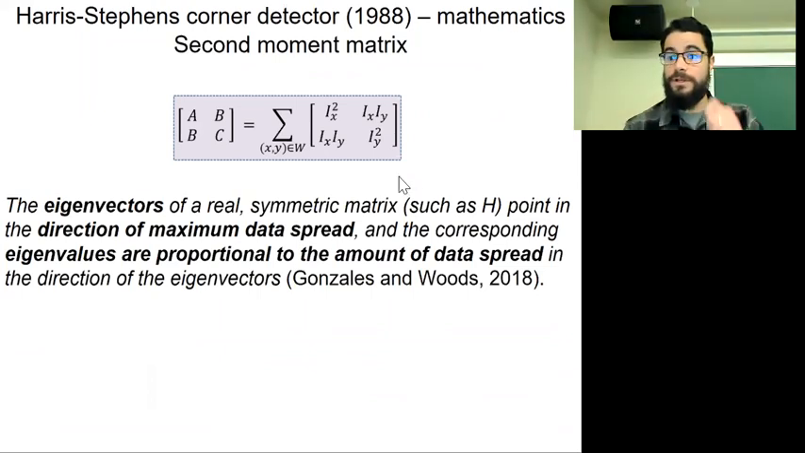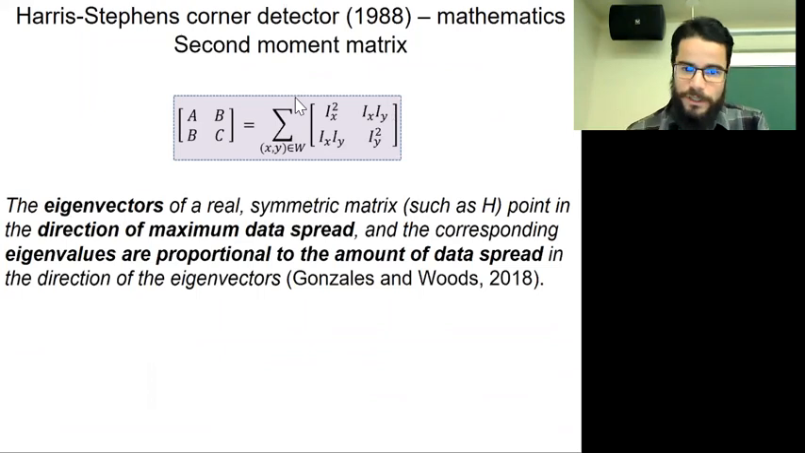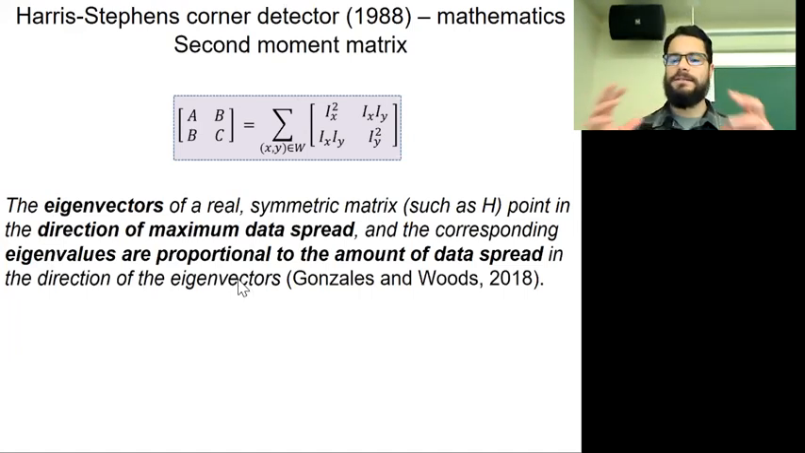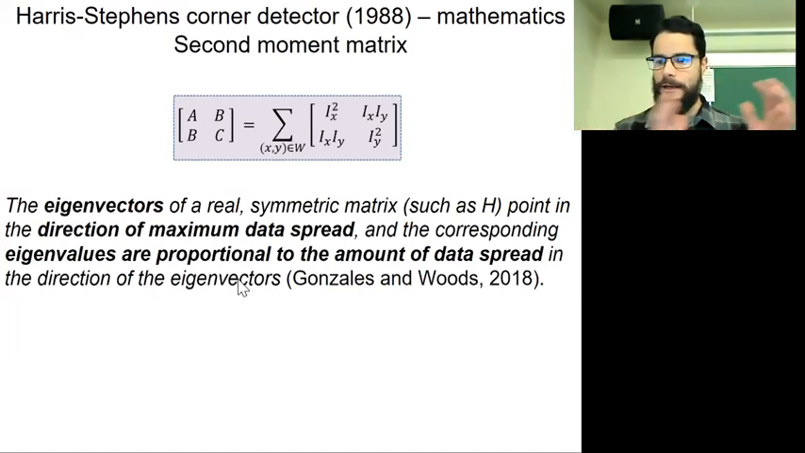So now I want you to consider this property. The eigenvectors of a real symmetric matrix, and by the way, H is exactly that. It's all formed by real terms, and it is a symmetric matrix. So this property holds for H. The eigenvectors point in the direction of maximum data spread, and the corresponding eigenvalues are proportional to the amount of data spread in the direction of the eigenvectors, okay? So let's look at generically how that is represented on this error surface, and then specifically for H, okay?